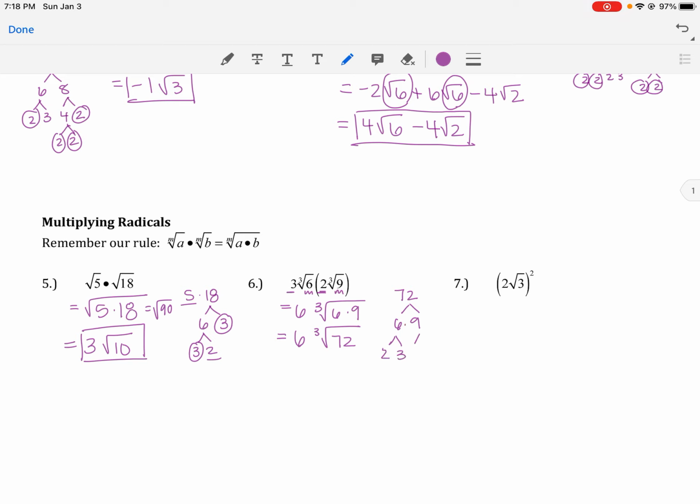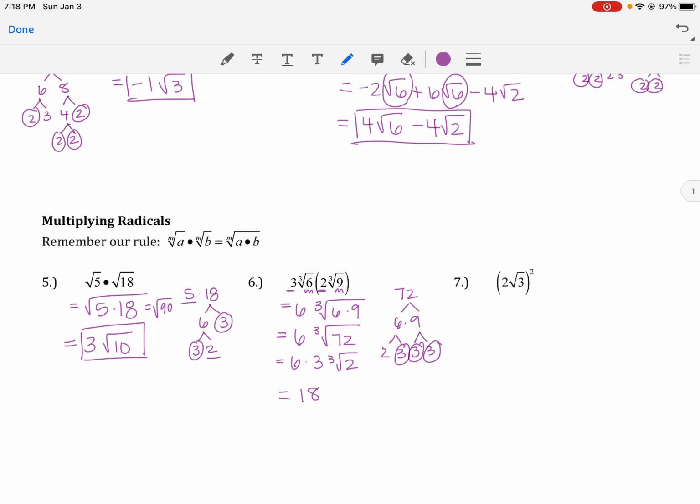So that's 2 times 3. 9 is 3 times 3. We've got a group of 3s. We've got a leftover 2. So we'd have out front, we still have the 6 times, we pull out a 3, and we get the cube root of 2. So that ends up being 18 cube roots of 2.